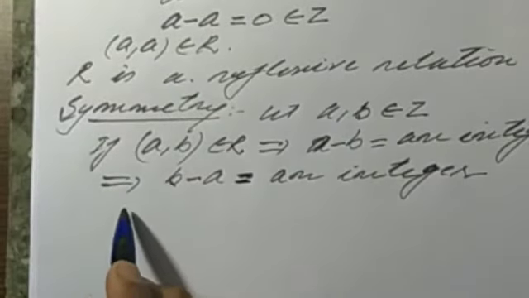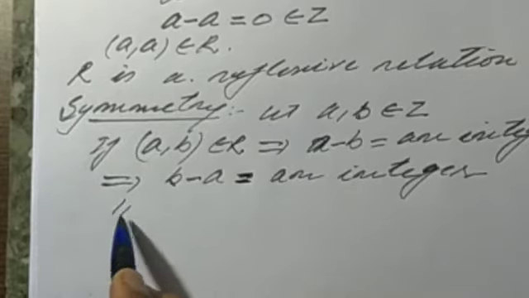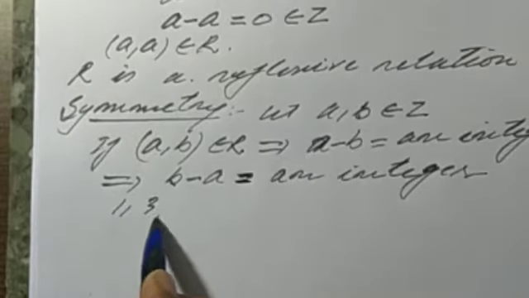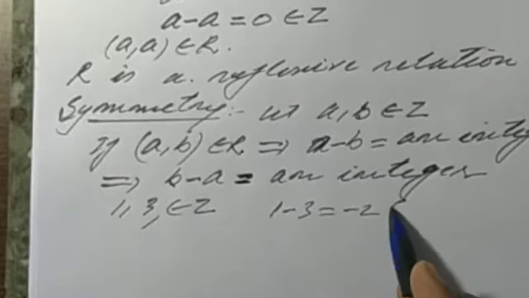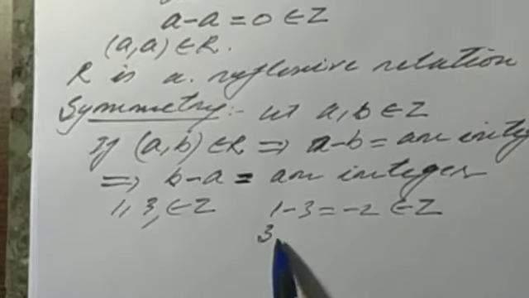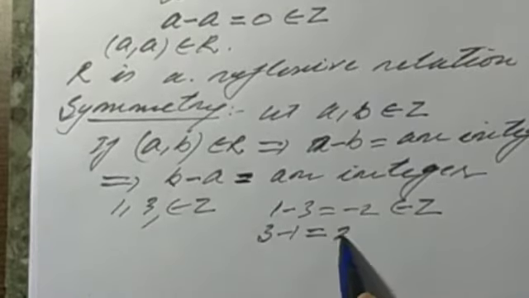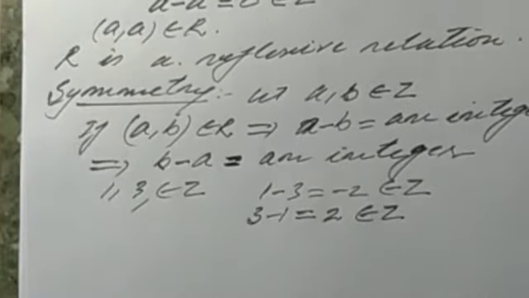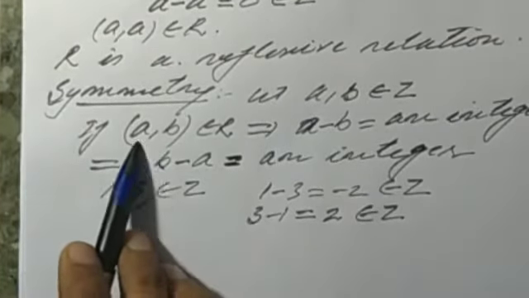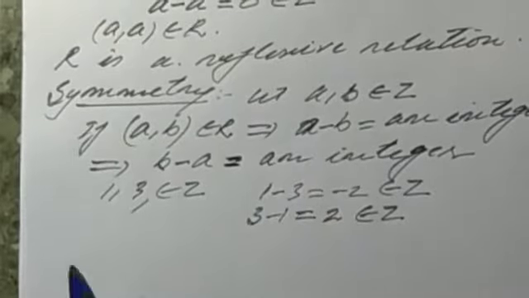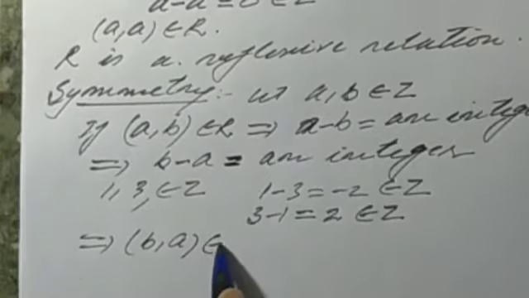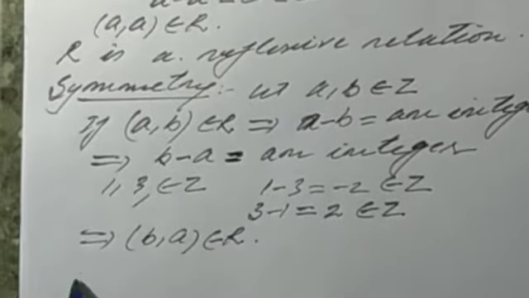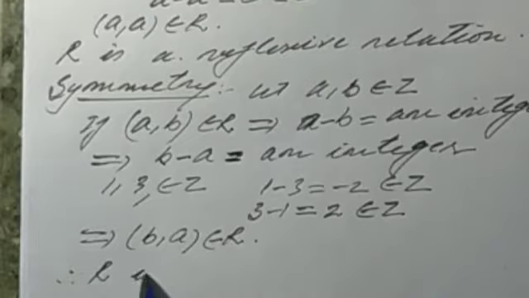As an example, for clarification, I take 1 and 3, two integers. So 1 minus 3 is equal to minus 2, which is an integer. So 3 minus 1 will be 2, which is also an integer. So for every a and b, if (a, b) belongs to R, then (b, a) must also belong to R. So R is a symmetric relation.